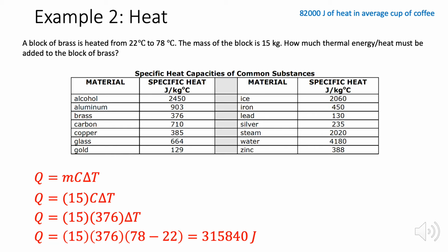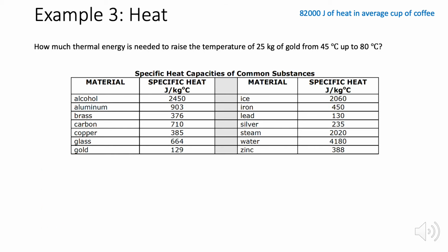All right, question 3. How much thermal energy or heat is needed to raise the temperature of 25 kilograms of gold from 45 degrees Celsius up to 80 degrees Celsius? Again, it asks for heat, which is Q equals MCΔT. Our mass is 25 kilograms. The specific heat we need is for gold. Gold is 129.